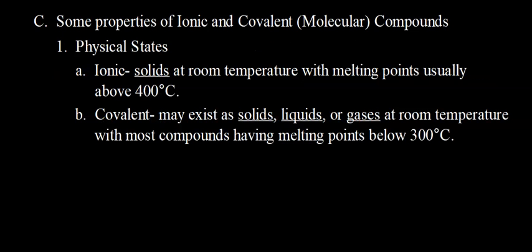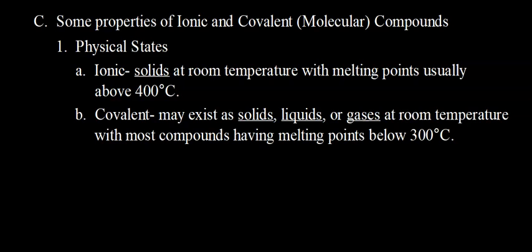Next up, very important, knowing the properties of ionic and covalent or molecular compounds. We'll start off with physical states. So ionic substances are solids at room temperature, and they typically have rather high melting points above 400 degrees Celsius. You don't have to know that value. Just know that the melting point of an ionic compound is pretty high. Think about salt, for example, sodium chloride. You can't melt salt on your stove. It doesn't get hot enough, so you need really high temperatures to melt ionic substances.